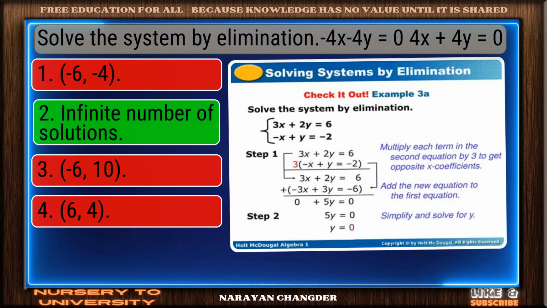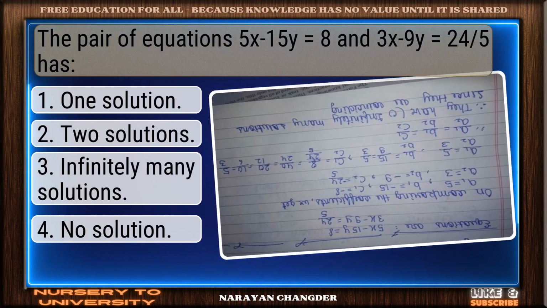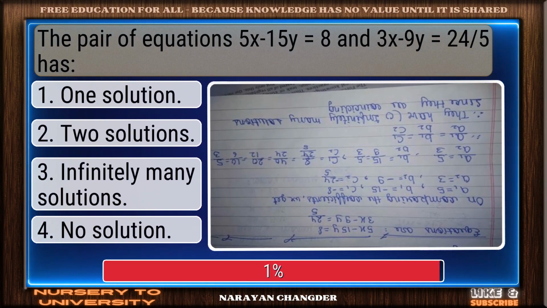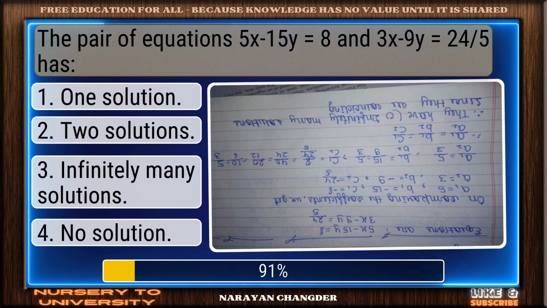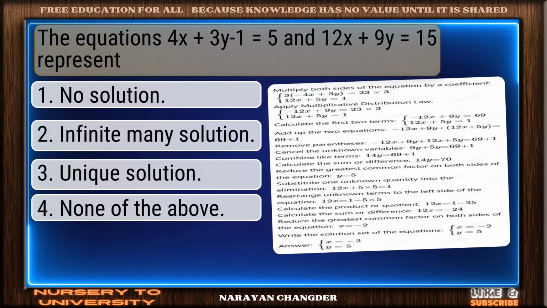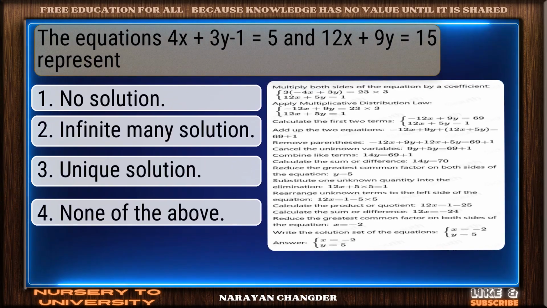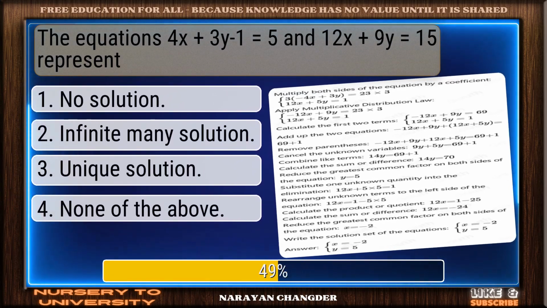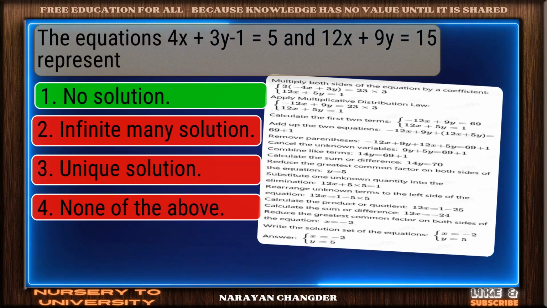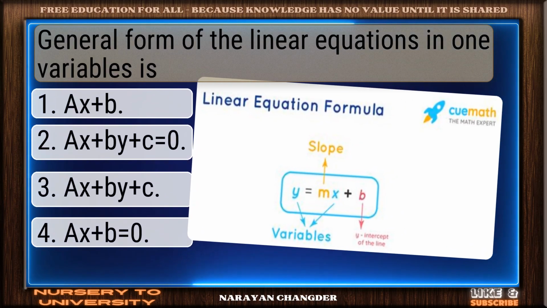Excellent choice. Infinite number of solutions is right. The pair of equations x plus 3y equal to 8 and 3x plus 9y equal to 24 has. Solid response. Infinitely many solutions is valid. The equations 4x plus 3y equal to 5 and 20x plus 9y equal to 15 represent. Sharp thinking. No solution is right. General form of the linear equations in one variable is.